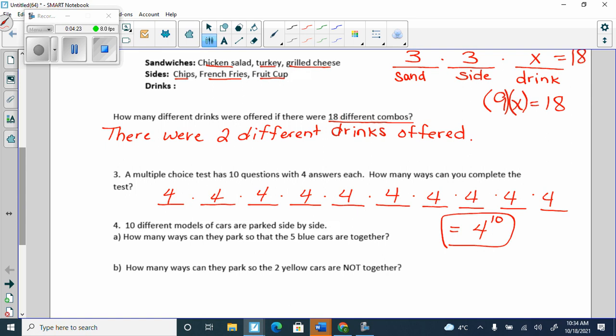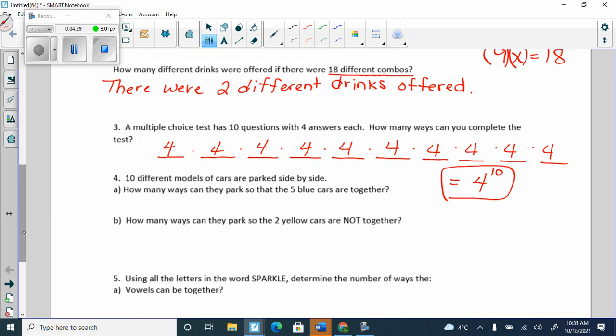10 different models of cars are parked side by side. How many ways can they park so that 5 blue cars are together? Do I care what the rest of the colors are? Nope. So I have 1, 2, 3, 4, 5, 6, 7, 8, 9, 10. And I want to park the 5 blue together.